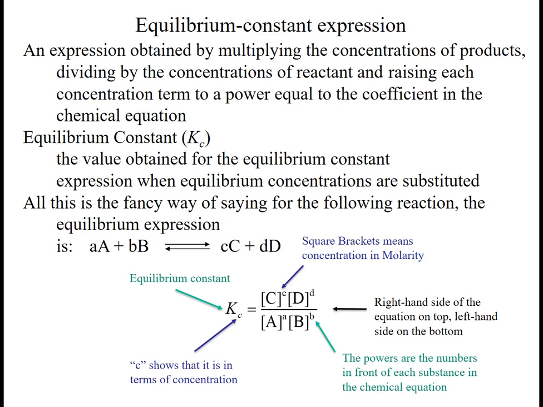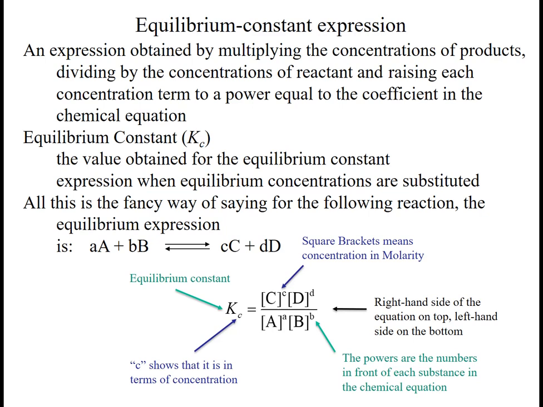The equilibrium constant is symbolized by a capital K with a subscript c, although in the next couple of chapters we're going to have different subscripts to denote what this is. This just simply means concentration. It's the value obtained for the equilibrium constant expression when equilibrium concentrations are substituted.